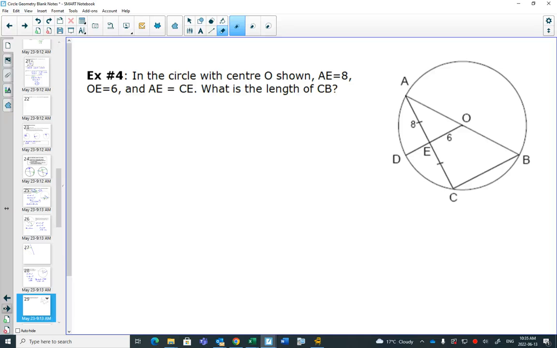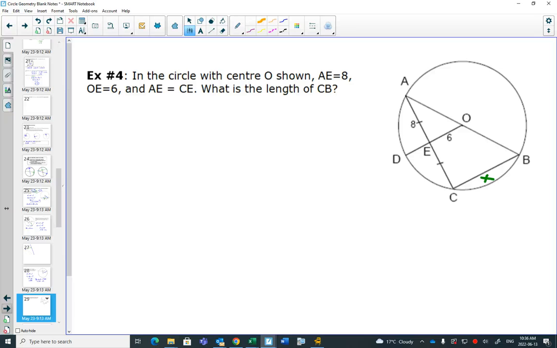Example number 4. Now we start adding even more lines. The question is, what is the length of CB? So this is what I want to find. And chances are there will not be enough information to figure this out yet. So in a circle question, you don't necessarily go, how do I find that? Because then you'll get stuck every single time. Instead, you ask yourself, what can I find? And label that. And then ask yourself, what can I find next? And label that. And eventually, you will find what you're looking for.